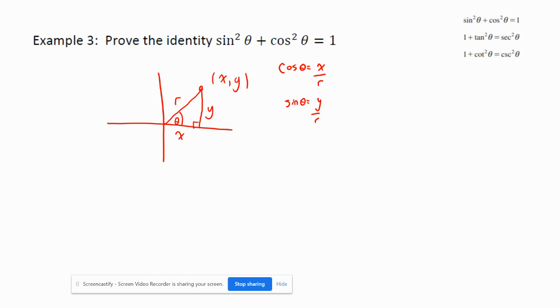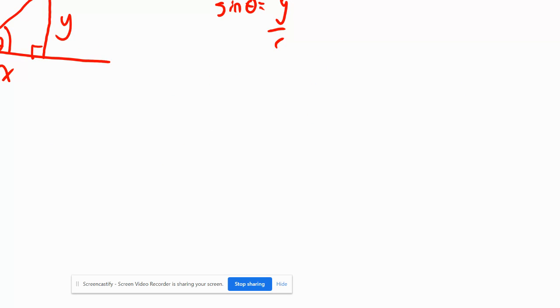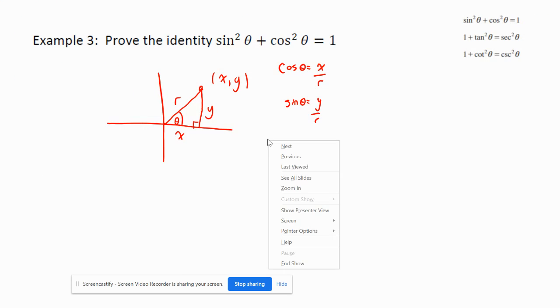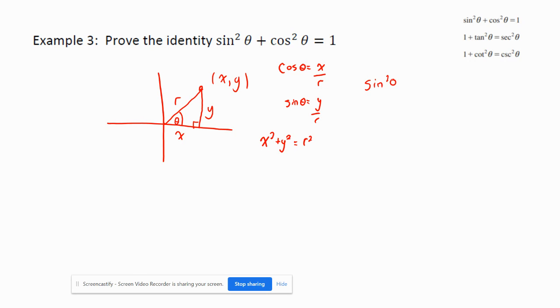Now the other thing we have with these three, with x, y, and r here, is just the Pythagorean theorem. So there's a squared plus b squared equals c squared, but here it's x squared plus y squared equals r squared. We've talked about this. It's kind of the equation of a circle as well. Okay, so what we have here is sine squared plus cos squared. I'm just going to do a two-column proof for this one here.